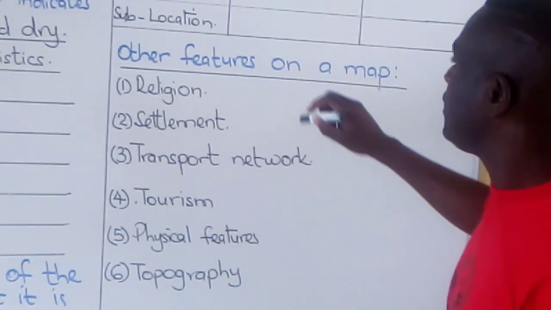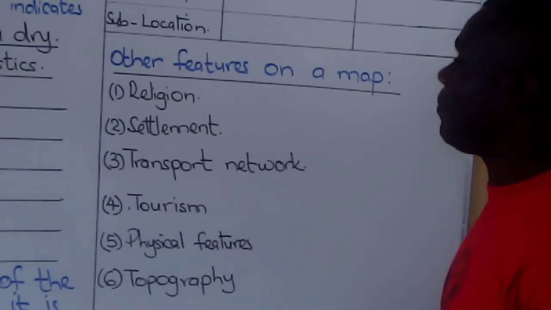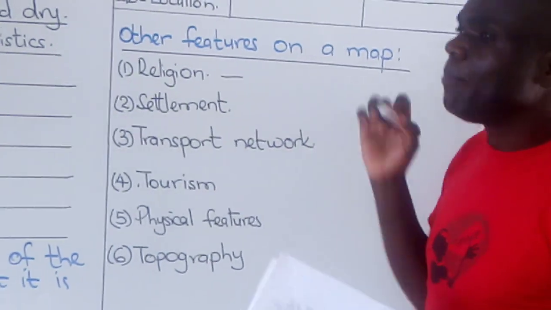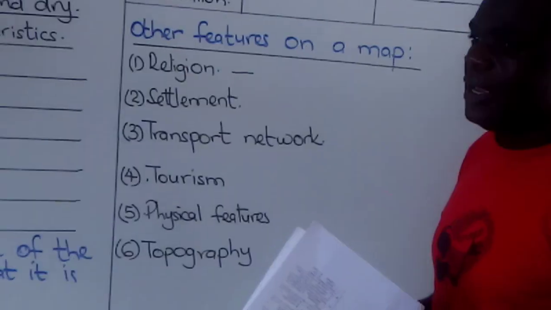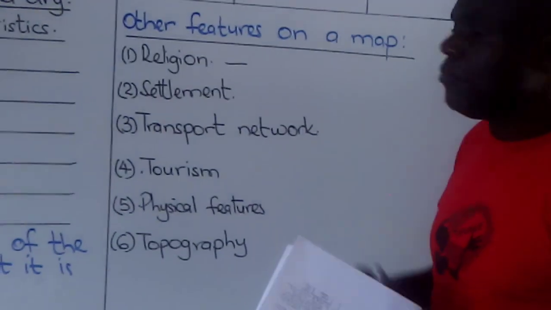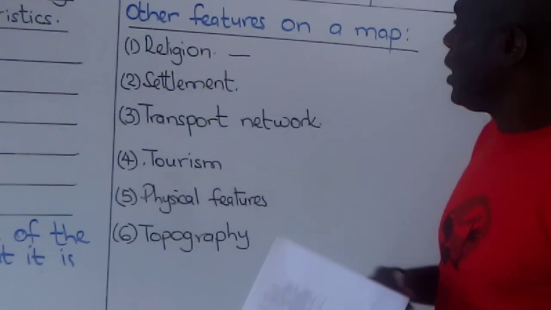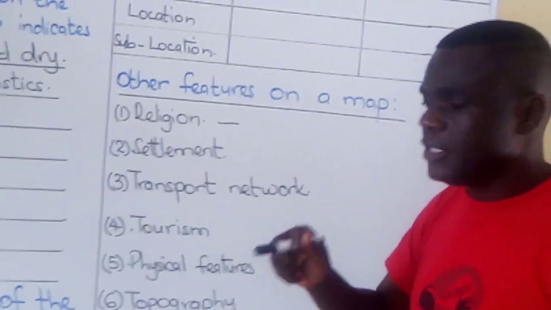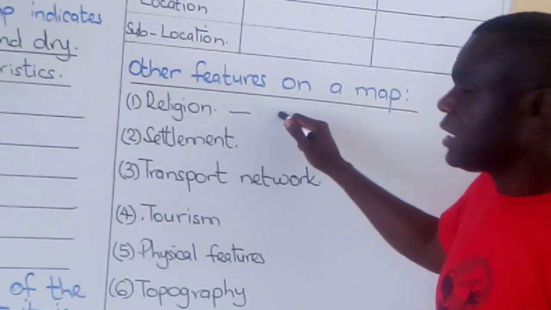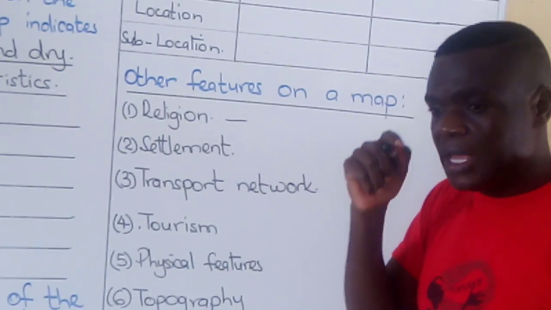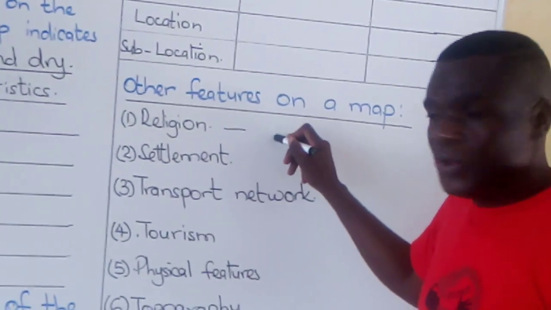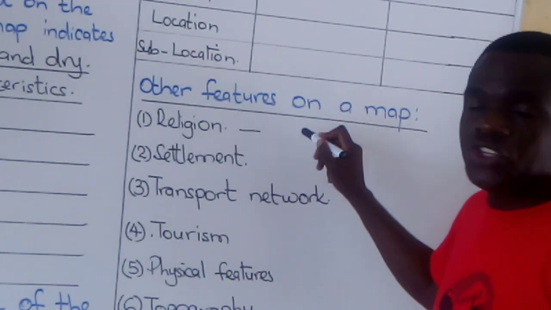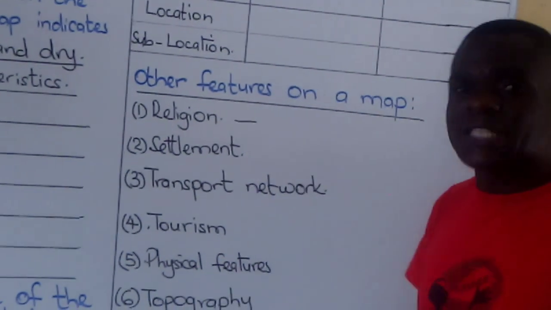Let's look at some features that are not in this map, but they are supposed to be in a typical map. You've got religion. People in a map could be either Christians, Hindus, Muslims, Buddhists, or traditionalists. The presence of a church shows Christians. The presence of a mosque shows that they are Muslims. The presence of a temple shows that they are Hindus. If there is a shrine, they are traditionalists. If there is nothing, those ones are pagans.